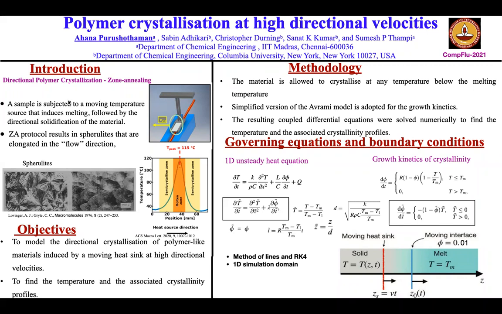Directional crystallization is a process where a sample is subjected to a moving temperature source that induces melting followed by solidification of the material. The picture here represents the experimental setup where we have this white region, which is the sample. It is being pulled above this heated metallic rod that acts as a source for this material.